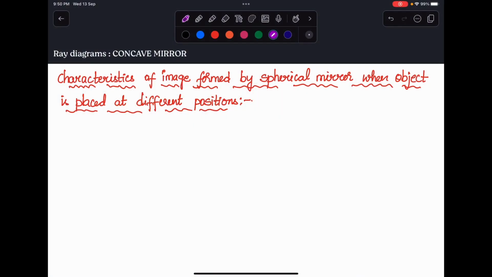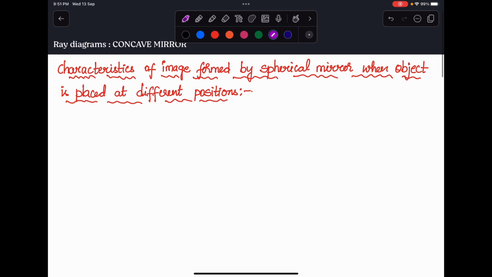Hello everyone, welcome back. In today's video, we are going to see ray diagrams for a concave mirror. When an object is placed in front of a spherical mirror at different positions, how is an image formed and what kind of characteristics does the image have? What are those characteristics? Let us see. The characteristics of an image are classified into four different types.